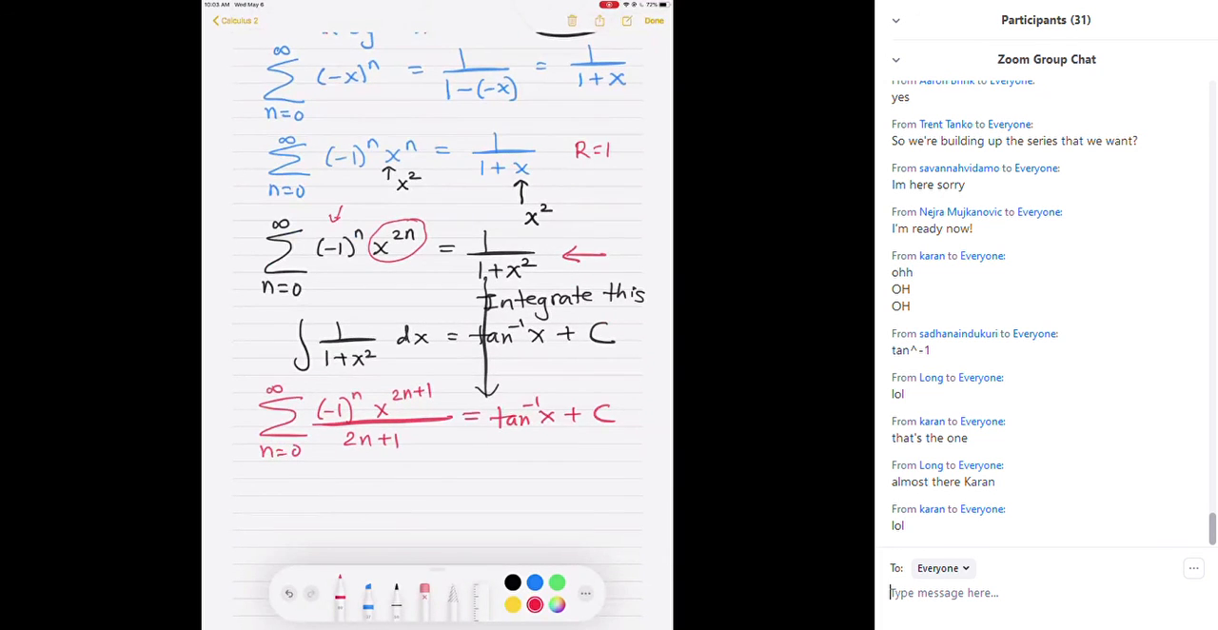The radius is 1. So tell me, what value of x should we plug in to find c? To find c, we can plug in x equals what?